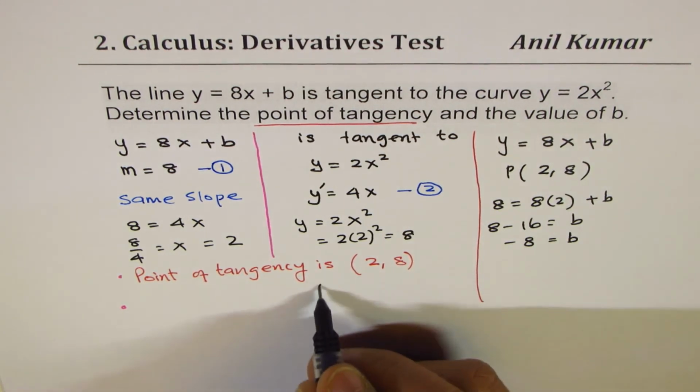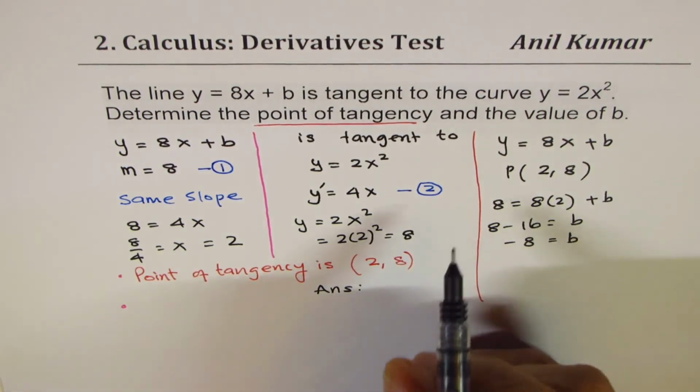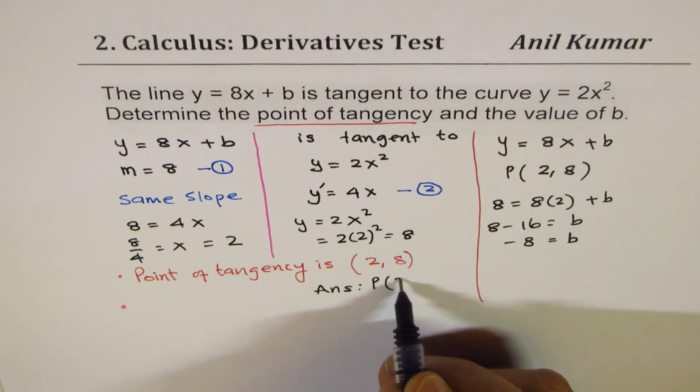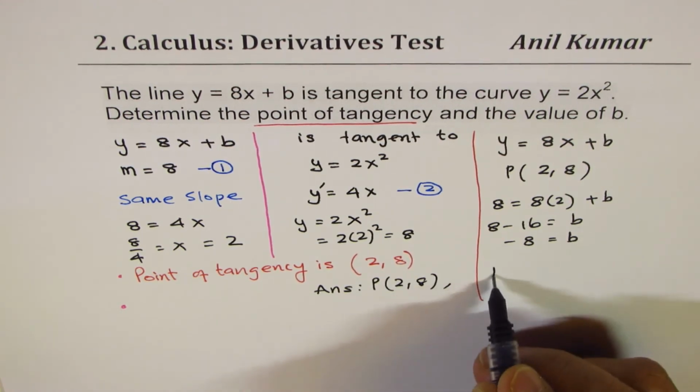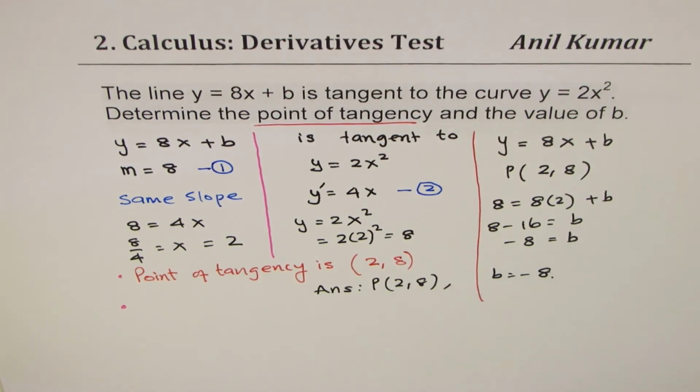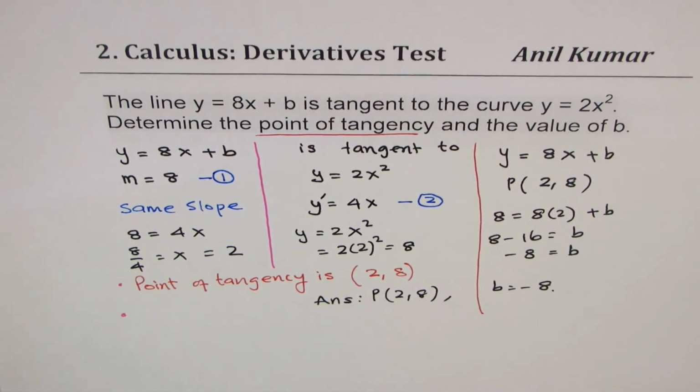So we get our answer: point of tangency P is 2, 8, and the value of b is minus 8, correct? So that is how you can actually solve the very first question. I hope it is absolutely clear. Let's now move on to the next question.